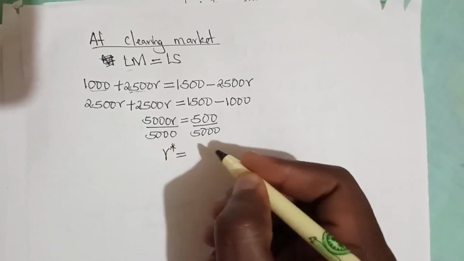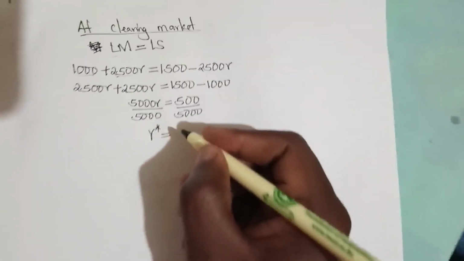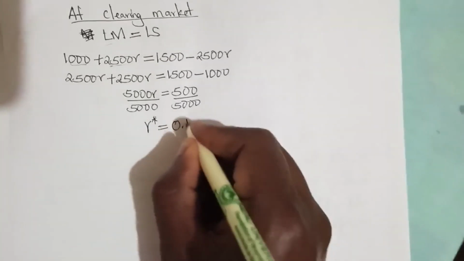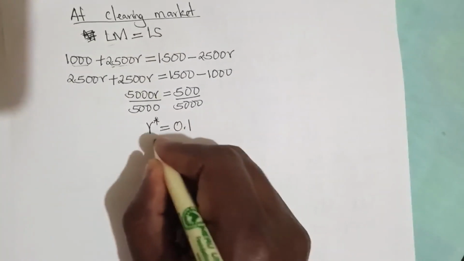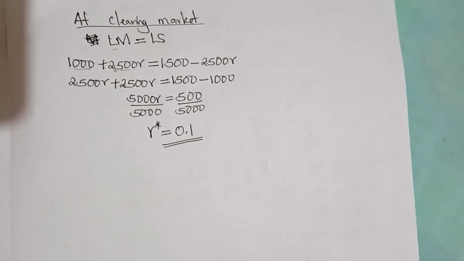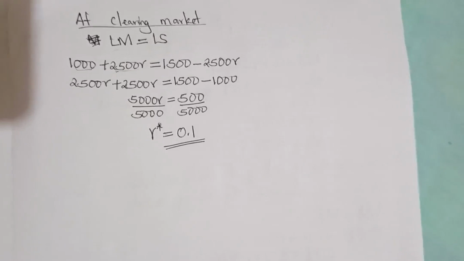For you to remain with this R, you divide both sides by 5000, so that you are at R, at which the market is in equilibrium, it will be 0.1. This is R at which the market is clearing, or interest rate at which the market is clearing.